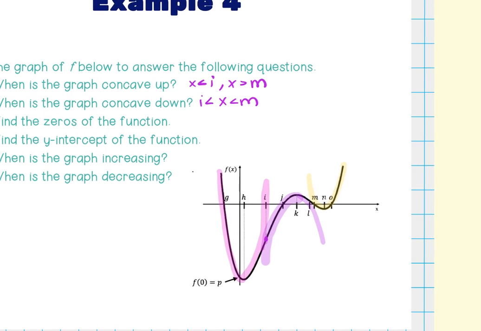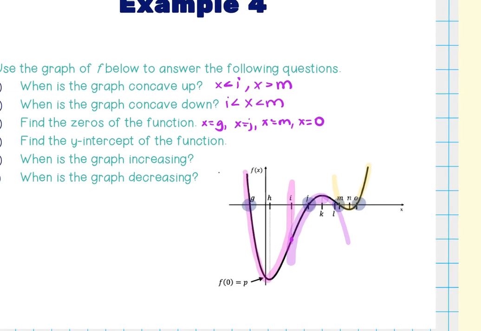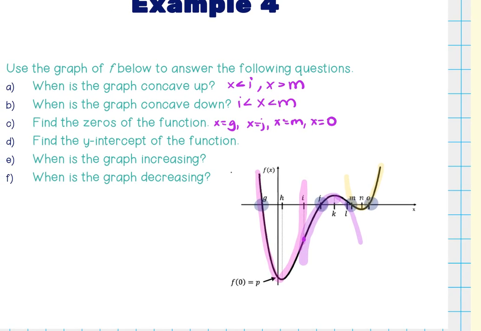What are the zeros? G, J, M, O, all four of them. x equals G, x equals J, x equals M, x equals O. What's the y-intercept? P. So I say y equals P.